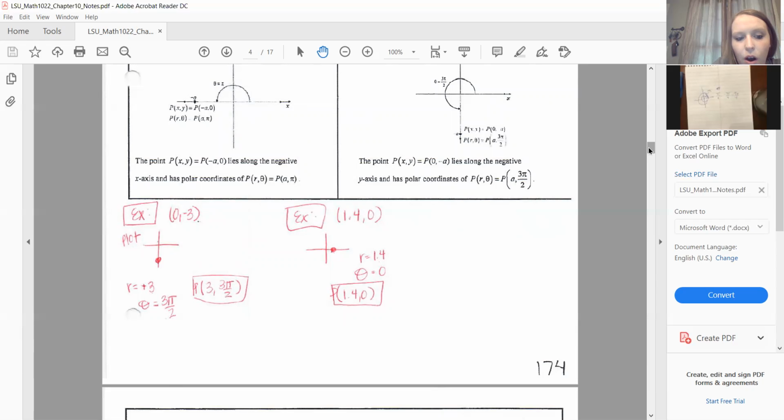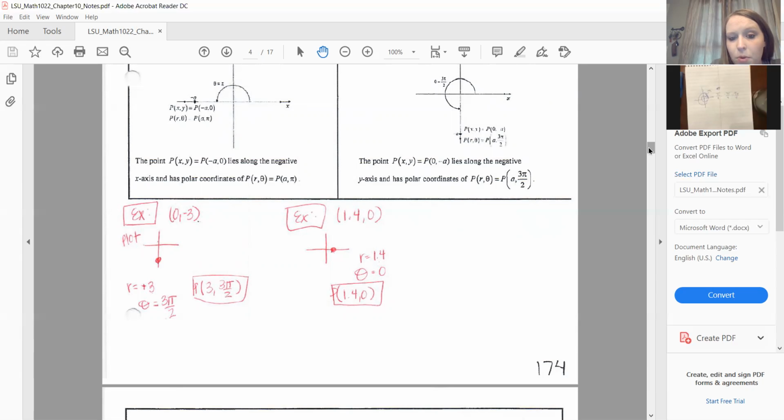So your r is going to be the distance, the radius. So how far are we going? We're going 3. R is 3. Then you just ask yourself, what is the theta right there? Well, it's 3 pi over 2. That easy.